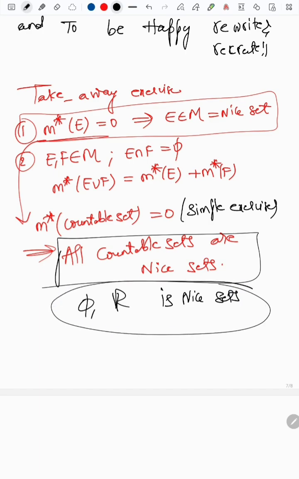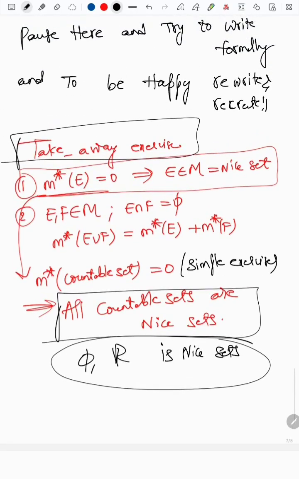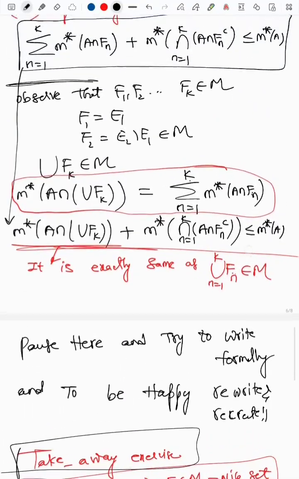These are a few simple takeaway exercises. Work on it. Sorry, this is a channel where I will make things complex. Don't expect everything smooth from me.